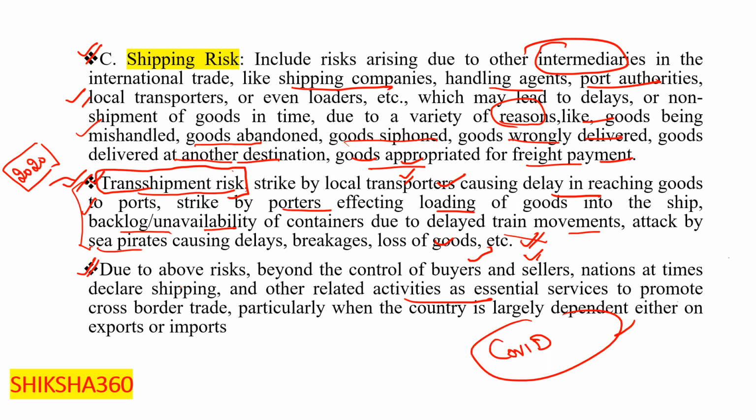They are saying the same thing here: due to the above risks that are beyond the control of the buyer and sellers, nations at times declare shipping and other related activities essential services, to promote cross-border trade, particularly when the country is largely dependent on exports or imports. Presently the world is totally dependent on other countries, because we need different types of things that are fulfilled only with the help of imports or exports. That is shipping risk.